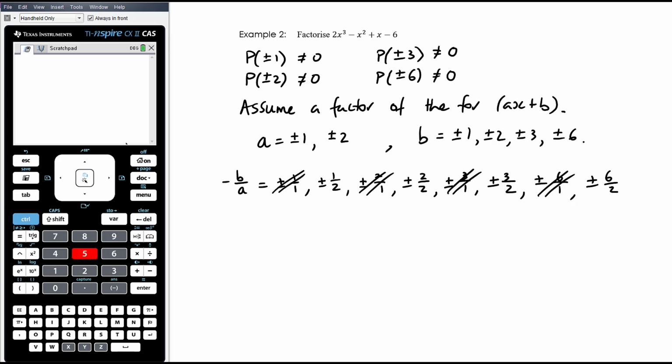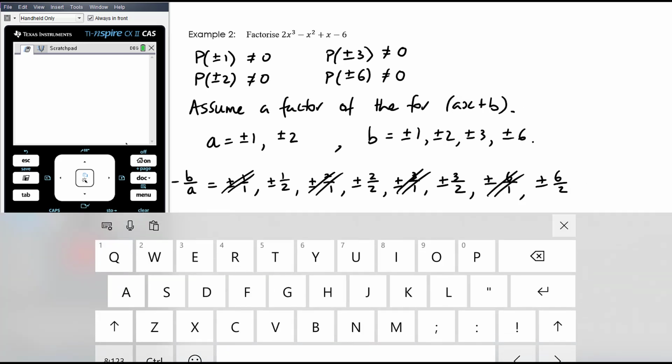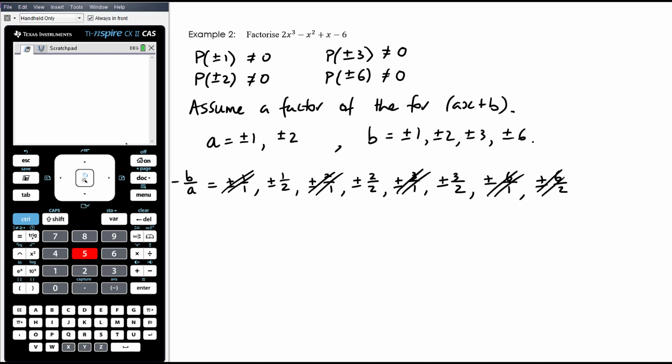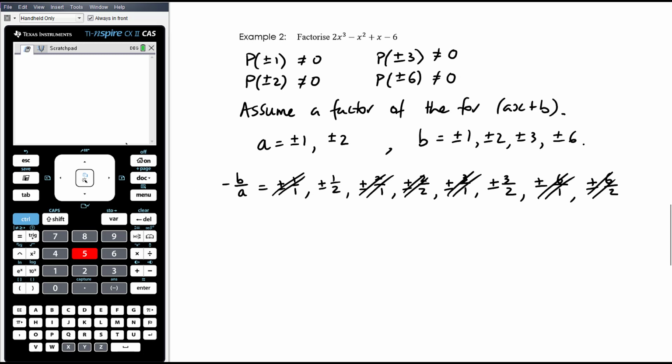Oh no, 6 over 2 is also an integer, because that's 3. And 2 over 2, sorry, is 1. So there's actually only 4 options here, whilst it seemed like there were more factors, because there's a lot of double up between a and b. A lot of them turn out to be integers when you think about all the divisions that are possible.